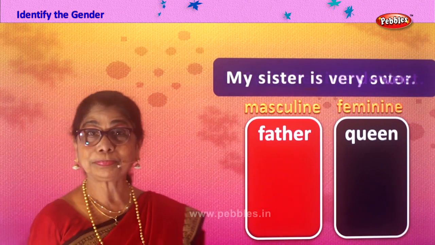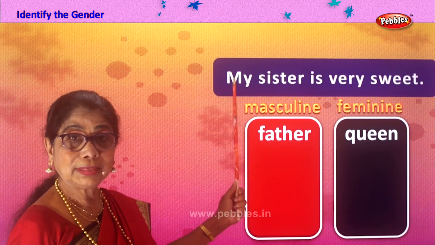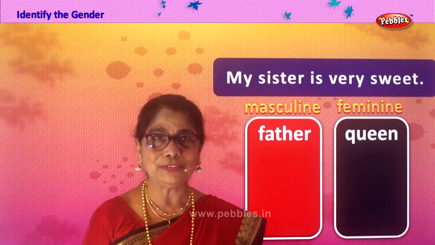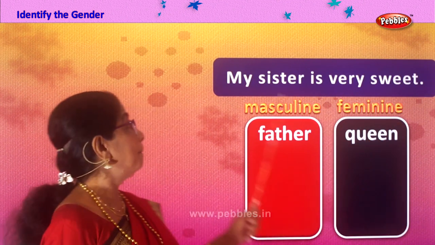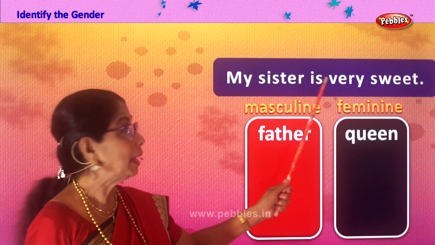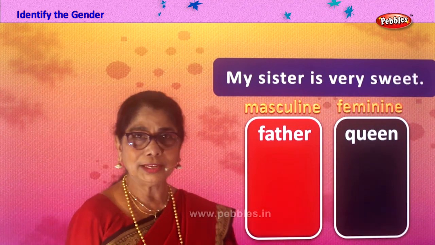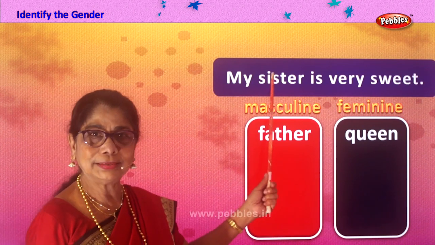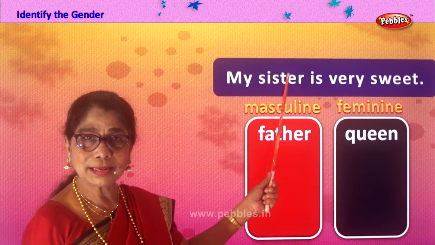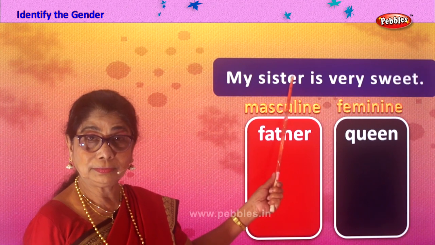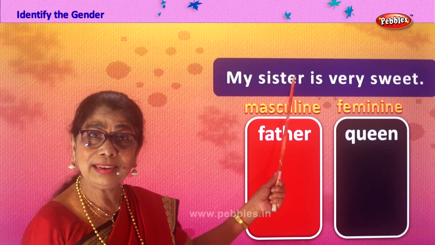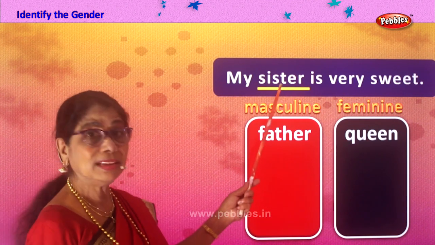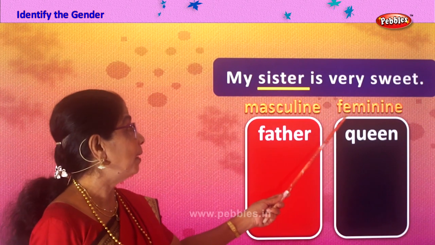Here's another sentence, begins with the capital letter, ends with the full stop. Let's read together. My sister is very sweet. Is your sister very sweet? Yes, good. My sister. The word sister. Is it masculine or feminine? Feminine, very good. You have a sister who is very sweet? Yes. So sister is a feminine gender.